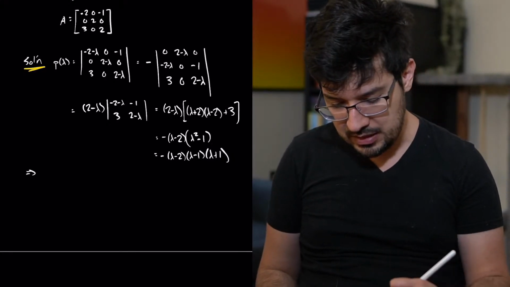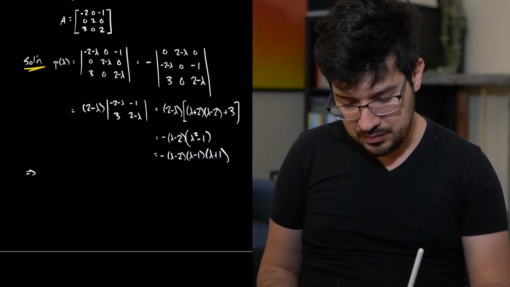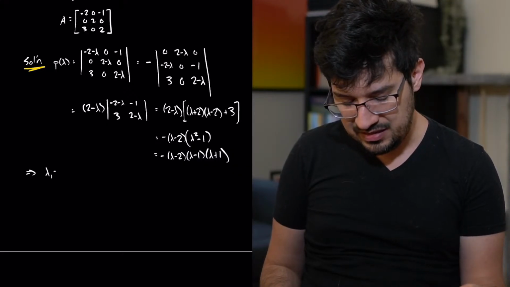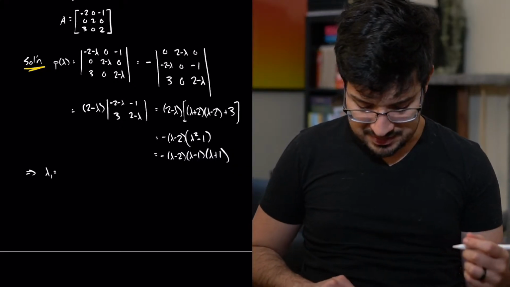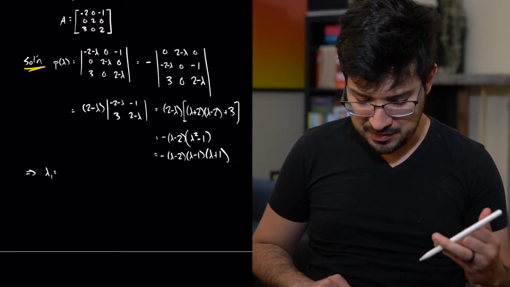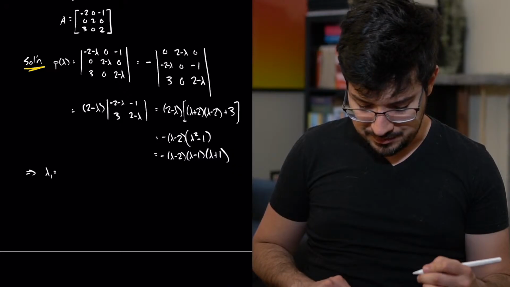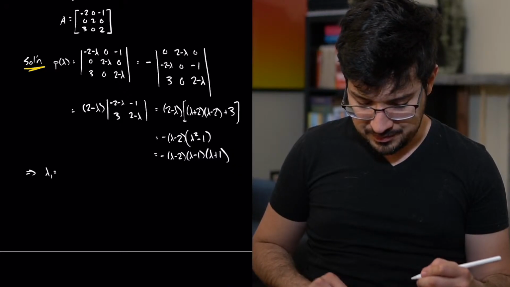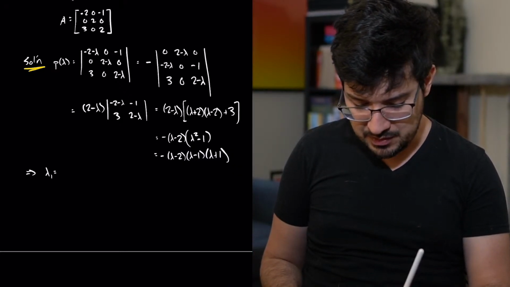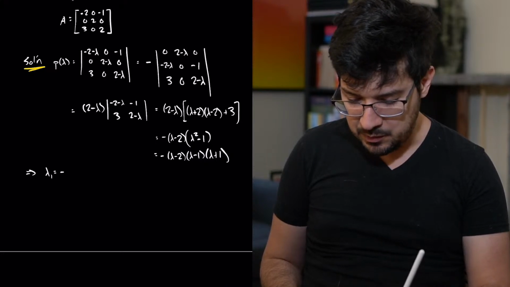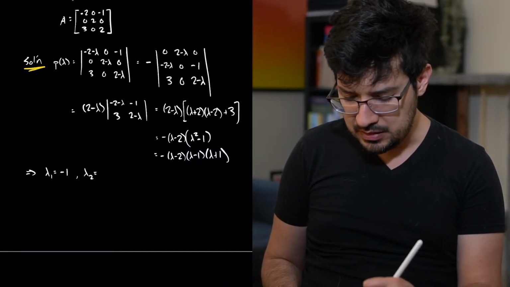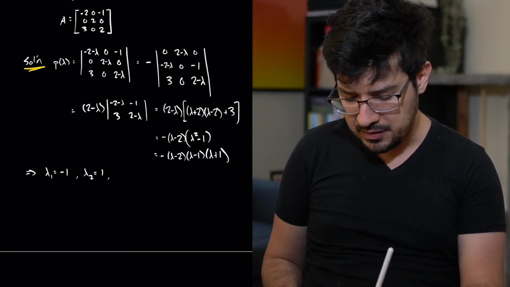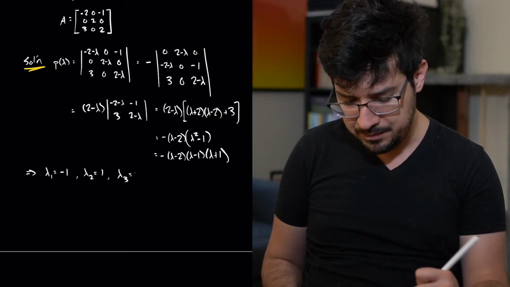Therefore, I don't know, I like to just name the lambdas, like lambda 1, lambda 2, lambda 3. But, yeah, I don't know, what's the right way to write this stuff? Lambda 1 is -1. Our first eigenvalue is -1. Lambda 2 is +1. And our third eigenvalue is 2.